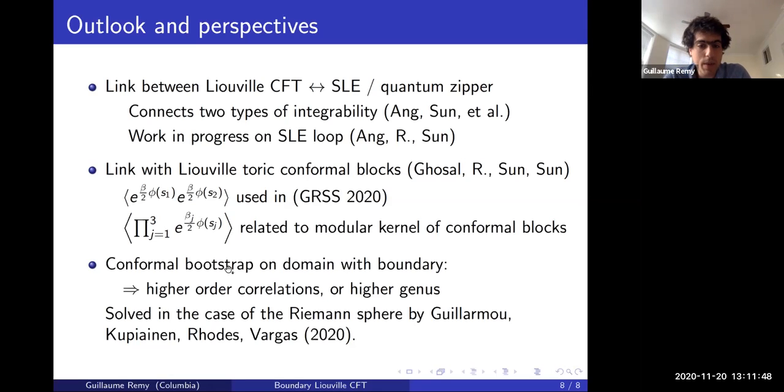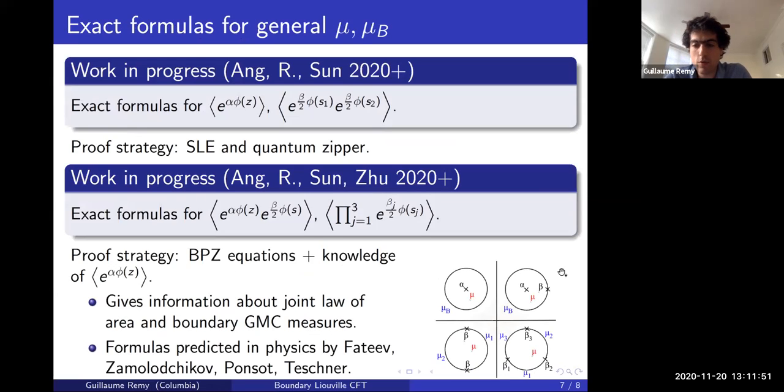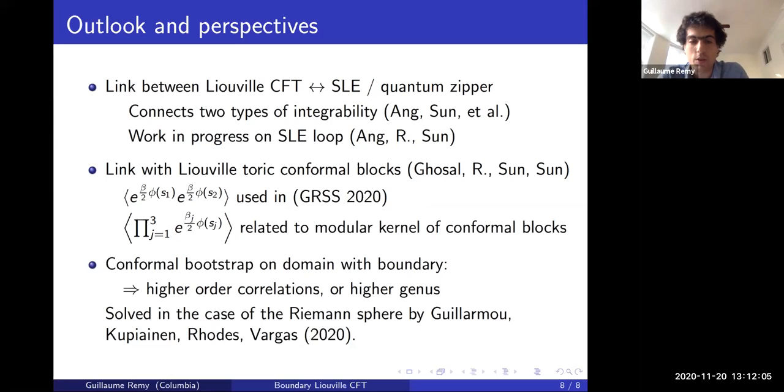And the last comment I want to make is that a natural question would be, what if you want to do more points? The most points we have here is bulk-boundary or boundary three points, because this is the number of points that fixes Mobius maps of the disk. But if you want to do more, then you have to do a procedure called the conformal bootstrap. Or if you want to do higher genus, like an annulus, you'll also have to do this. This has been solved very recently in the case of the Riemann sphere by a work by Guillaume, and Rhodes and Vargas. And with Shin and Morris, in future work, we also hope to do this in the case of domains with boundary.